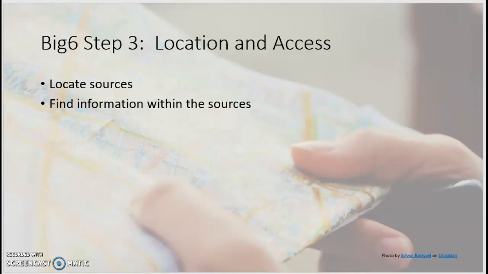The third step is location and access. In this step, you will need to figure out where you will find your sources. Will you be using the school library databases? Will you go to the public library to check out a book? If you're interviewing an expert, how will you contact this person? For this step, you will need to make sure you know how to use the online catalog and school databases to access the information you need. The second part of step 3 is finding information within the sources. For this step, you will use the index, text features, and table of contents for books. For articles, look at headings and subheadings.